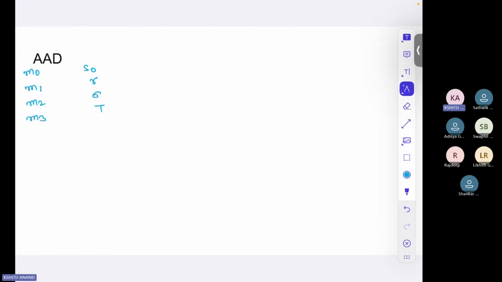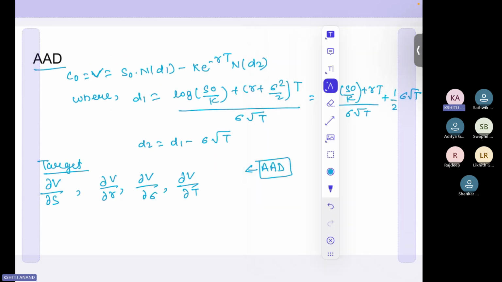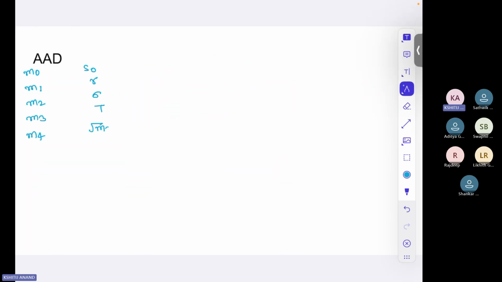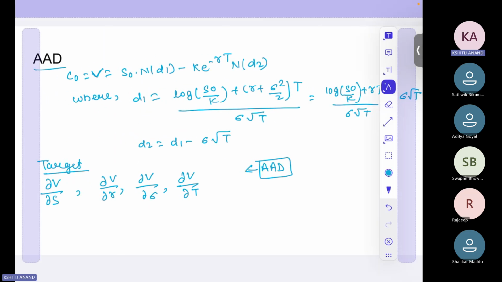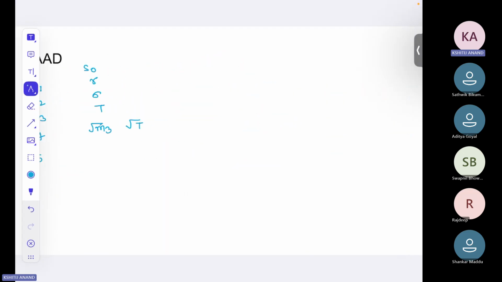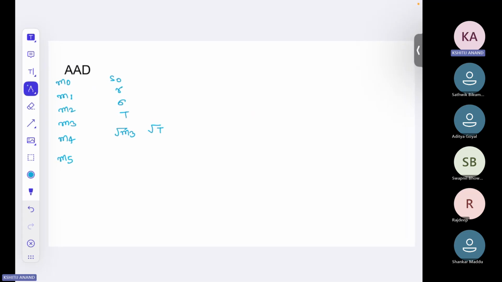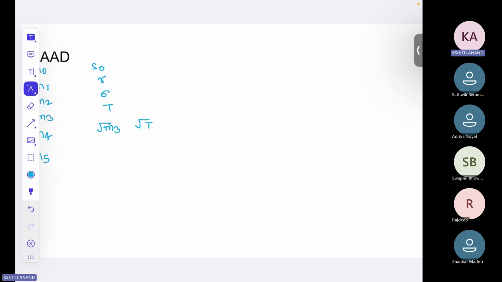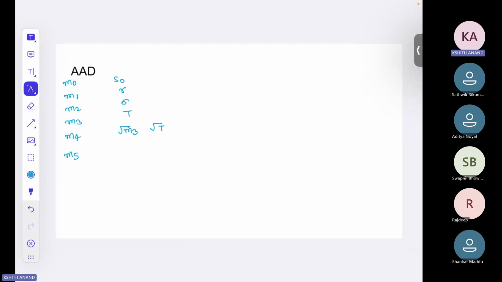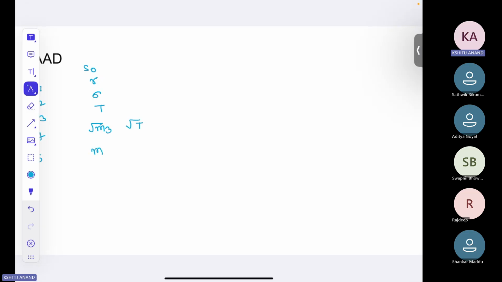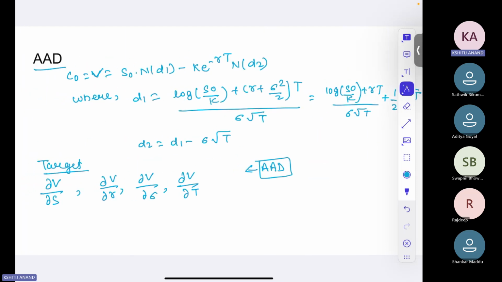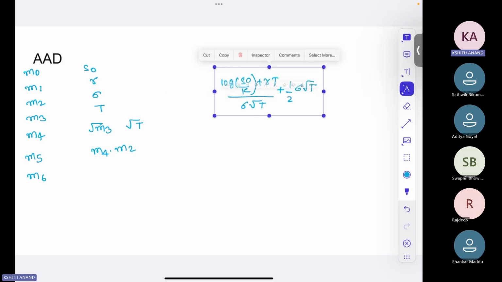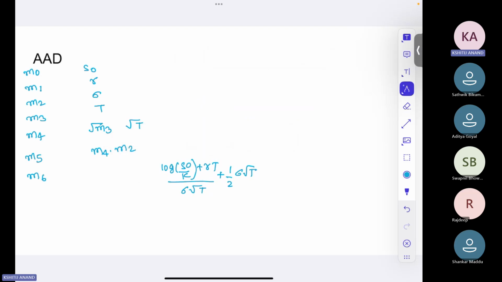We have defined the four variables just like in the earlier lecture. Now M4 will be the square root of T, so it will be the square root of M3. Then M5 we define as sigma root T, which is M2 into M4, so M4 into M2. Then M6 will be this whole function, which I'm copying here.